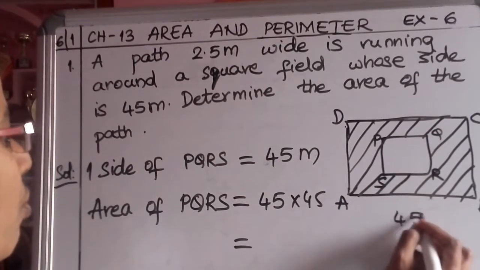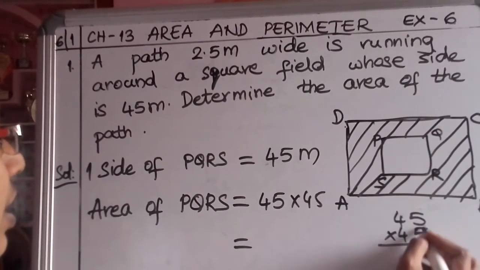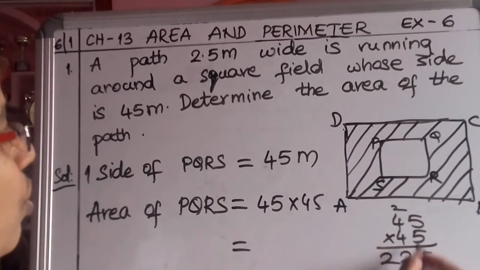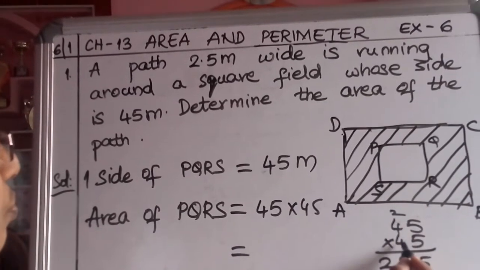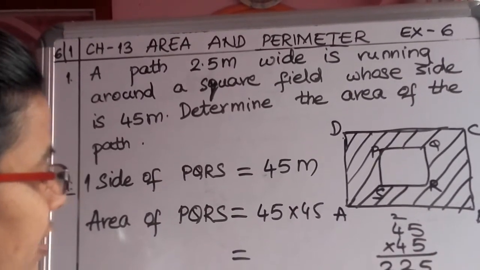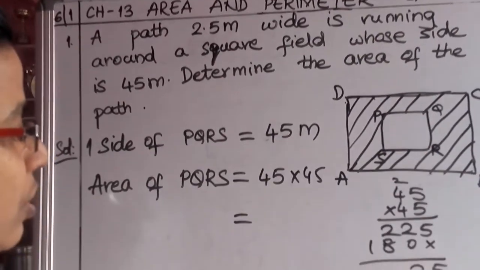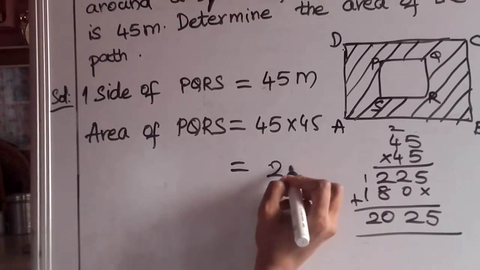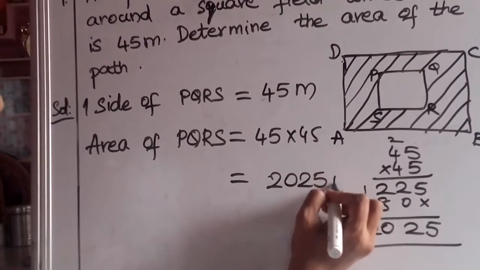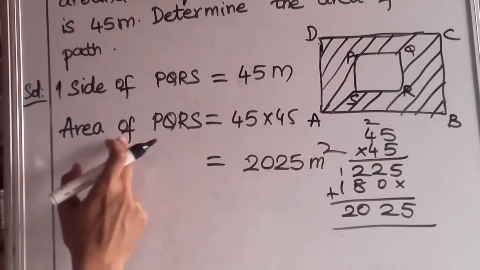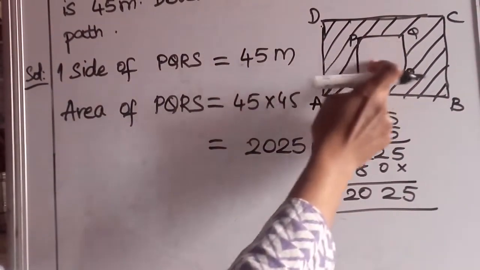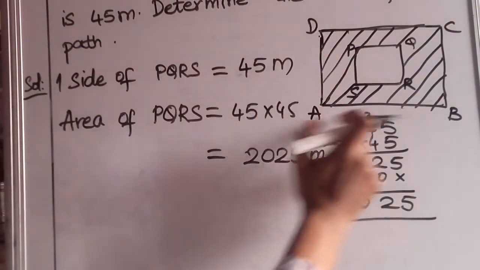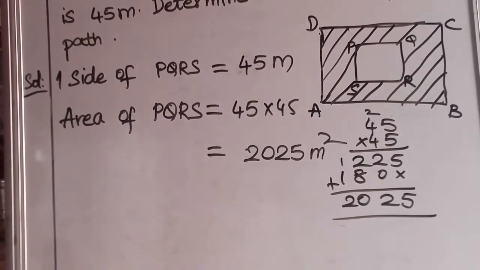Let's multiply in the rough column. 5 5s are 25. 5 4s are 20. 20 plus 2 is 22. 4 5s are 20. 4 4s are 16, 17, 18. So let's add. This is 5, 2, 0, 1, and this is 2. That is 2025 square meters, the area of PQRS. The internal square's value you got. Now you have to find out the external square's area.